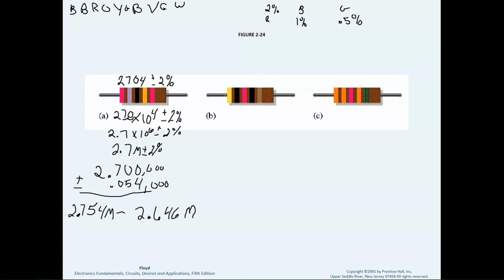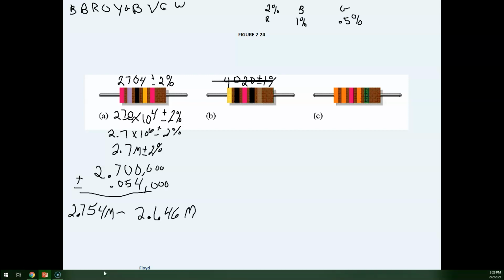Okay, so then we come to our second one. We have yellow, which is 4. We have black, which is 0. Red is 2. Black is 0. And brown means plus or minus 1%.